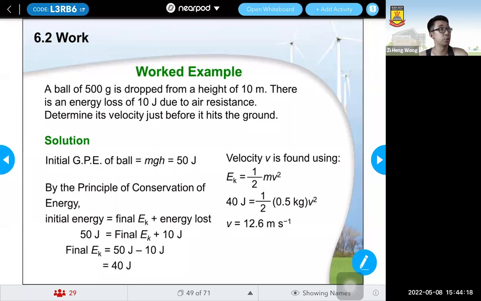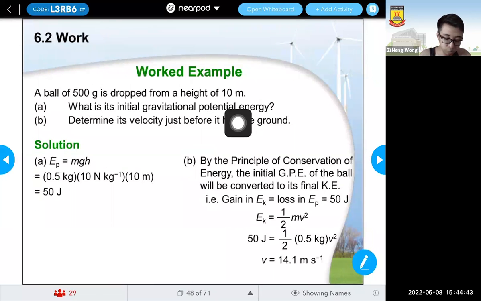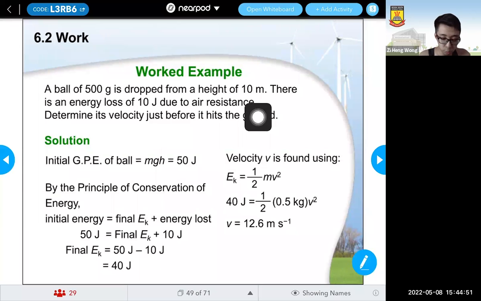So our example is going to go slightly harder from here. So now still the same ball, 500 grams dropped from a height of 10 meters, but now they say there's energy loss due to air resistance at 10 joules. So they ask you what is the velocity just before it hits the ground. So previously we calculated that the initial GPE is actually 50 joules. Previously we know that all 50 joules of GPE converted into KE. So the KE is 50 joules. But here they tell you that actually 10 joules is lost due to air resistance. So in that case, this 50 of initial energy is equal to the final KE plus energy loss of 10 joules. Then from here, you know that the final KE is just 40 joules. Then you do the same calculations, you realize that the final velocity is actually 12.6, which is lower than what was calculated in the previous question, where there is no energy loss.